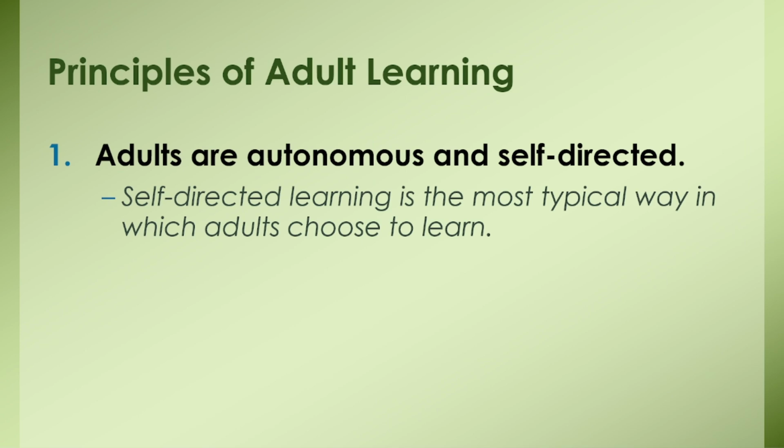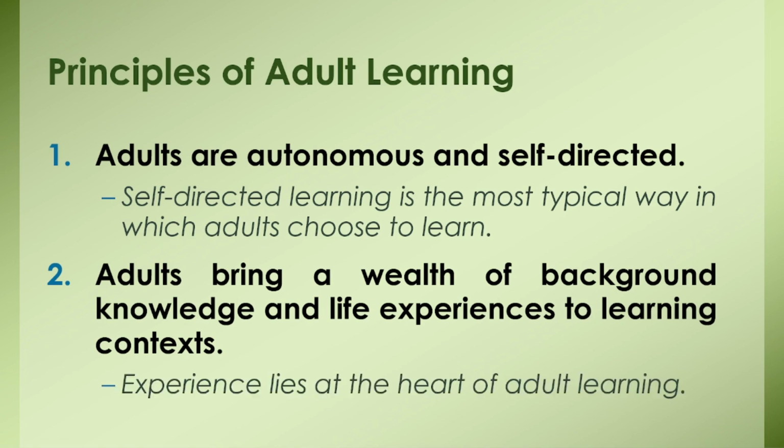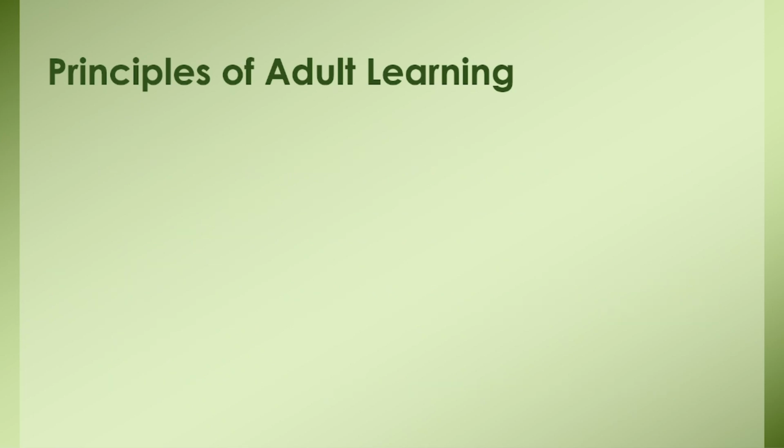The first one is adults are autonomous and self-directed. Adults bring a wealth of background knowledge and life experiences to learning contexts. The adults have accumulated lots and lots of experiences over their lifespan, so they prefer to use such accumulated experiences in new learning situations. They can link between the experience they have from before and the new learning situations.